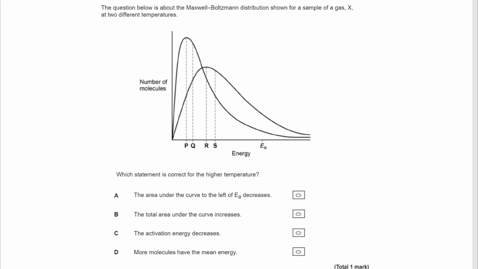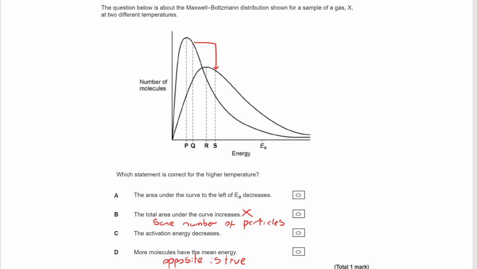So quite a lot of information to process here. We need to find which statement is correct for the higher temperature. Now, it's not going to change the area under the curve because that area represents the total number of particles. When I change temperature, I'm not changing the number of particles, so the area has to stay the same.